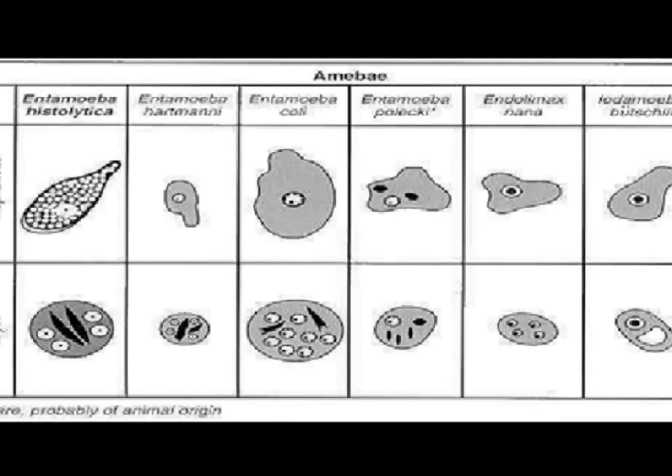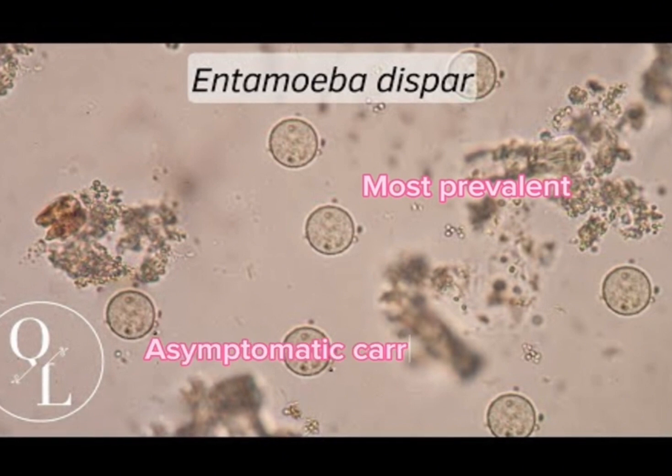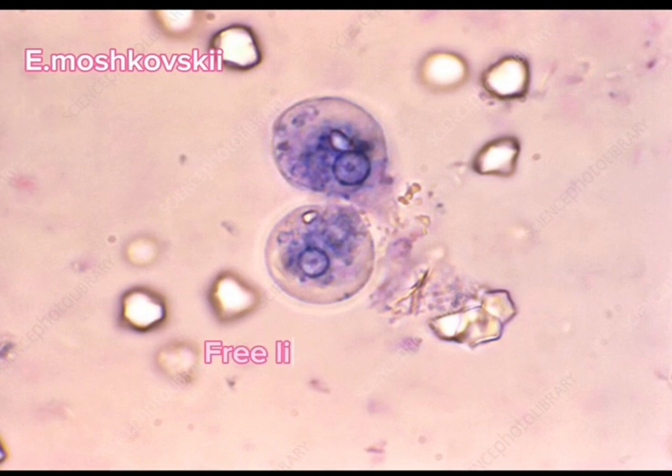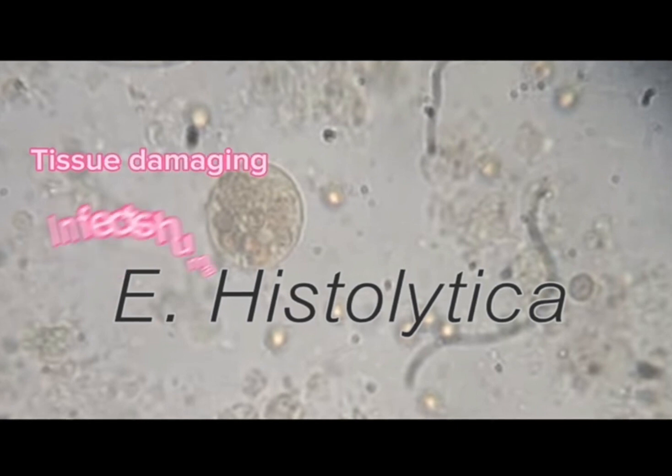Though scientists have discovered 7 species, I've only included 3. The first one is Entamoeba dispar, which is the most prevalent species and is associated only with the asymptomatic carrier state and has been identified frequently in homosexual men. The second one is E. moshkovskii. It is considered primarily a free-living amoeba. The last and most harmful of all is E. histolytica, which is a tissue-damaging pathogen infecting predominantly humans.